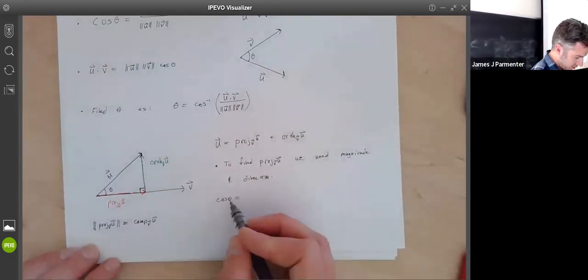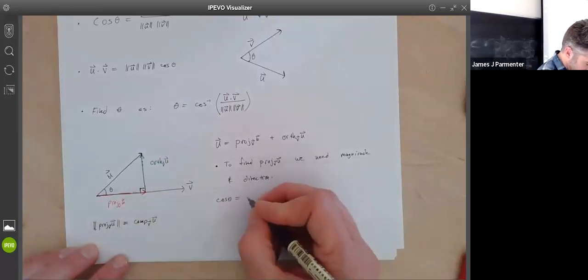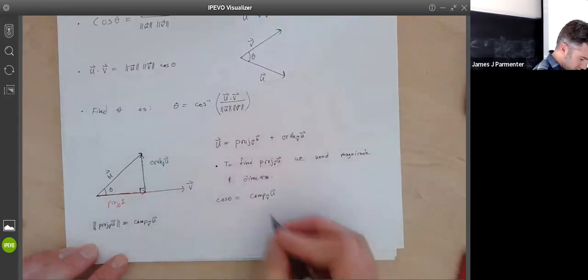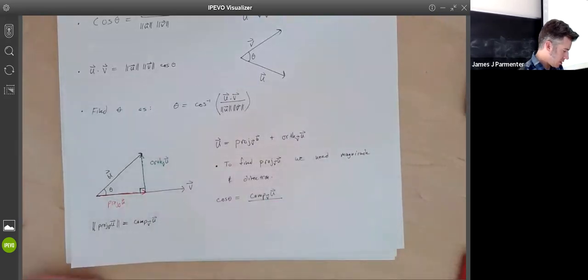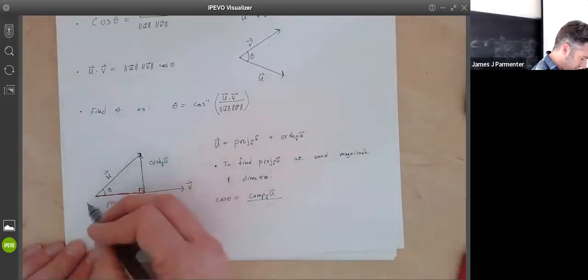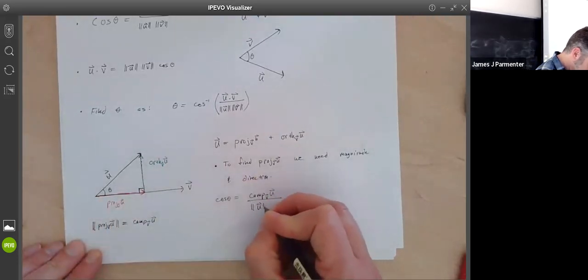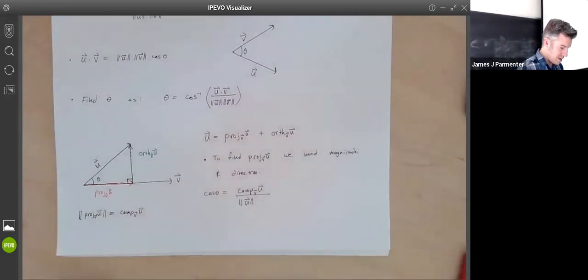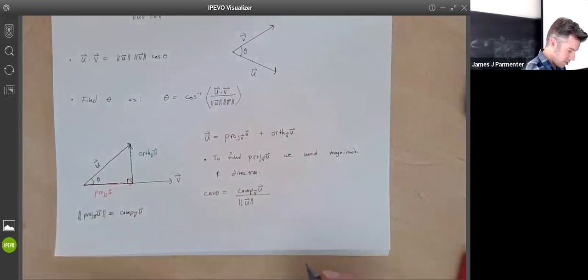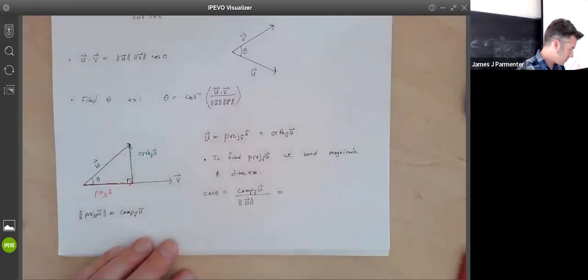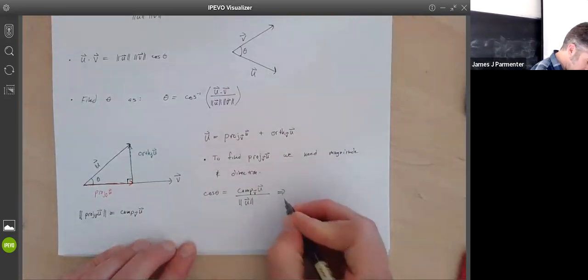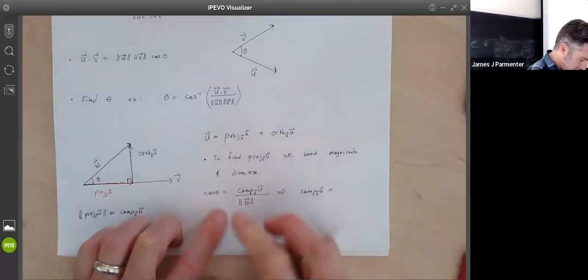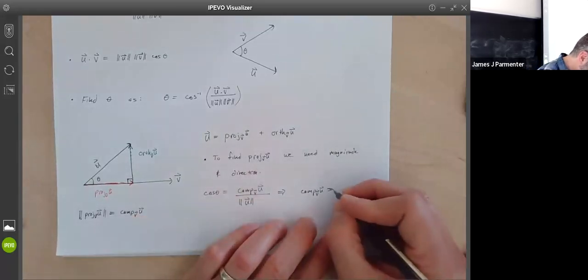So cosine of theta is going to be this adjacent side, which is the component of u in the v direction, divided by the magnitude of this vector here. Usual trick, adjacent over hypotenuse. And then we can do some stuff. We can get that the component of u in the v direction is equal to the magnitude of u times cosine theta.